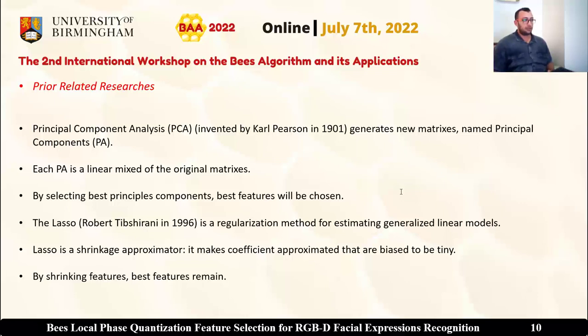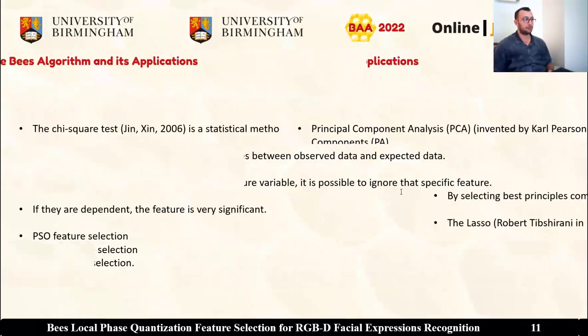Another one is Lasso, invented by Robert Tibshirani in 1996, which is a regularization method for estimating generalized linear models. Lasso is a shrinkage approximator. It makes coefficients that are biased tend to be tiny, but by shrinking, the best features remain to be selected.